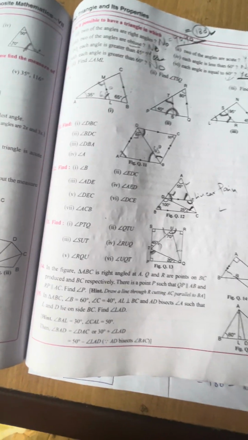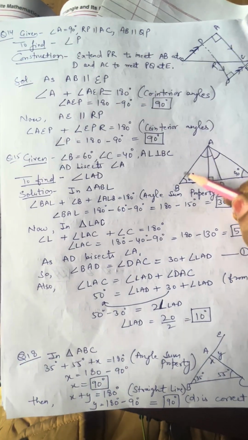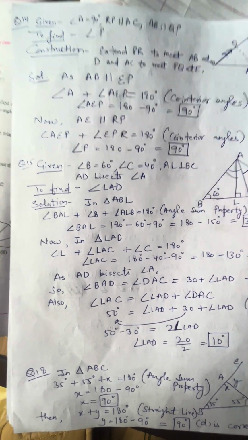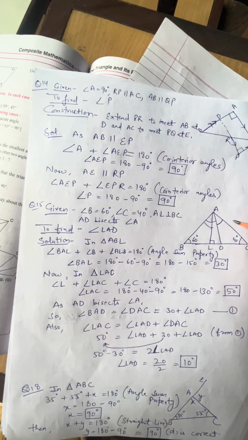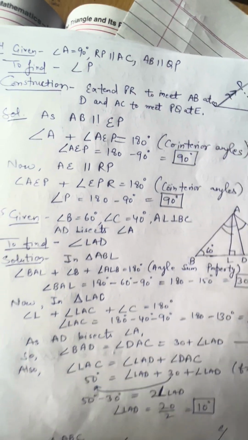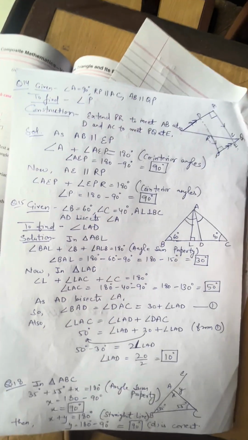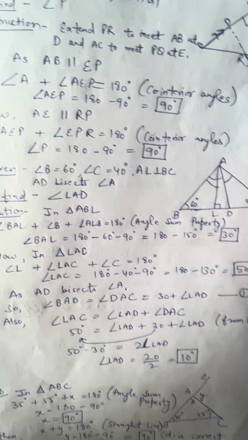Then question number 15, you have to find the angle LAD, okay. For LAD, firstly in triangle ABL, you have 90 degree, 60 degree, then we will get this angle, I think this is 30 degree, okay. Then in triangle LAC, this is 40 degree, this is 90 degree, you will get your third angle by the angle sum property. Subtract 40 degree, 90 degree from 180 degree, you will get this angle 50 degree, you will get your answer 50 degree, okay.